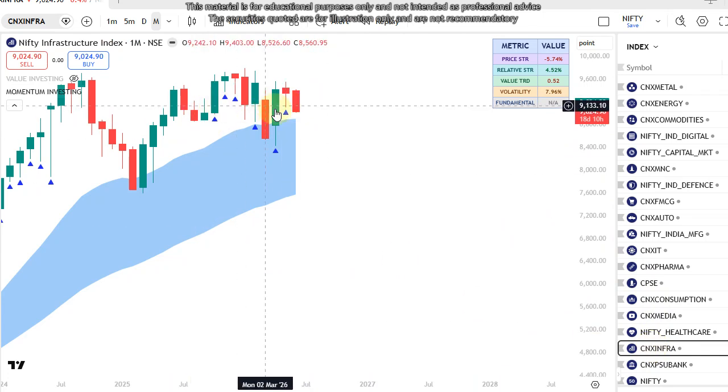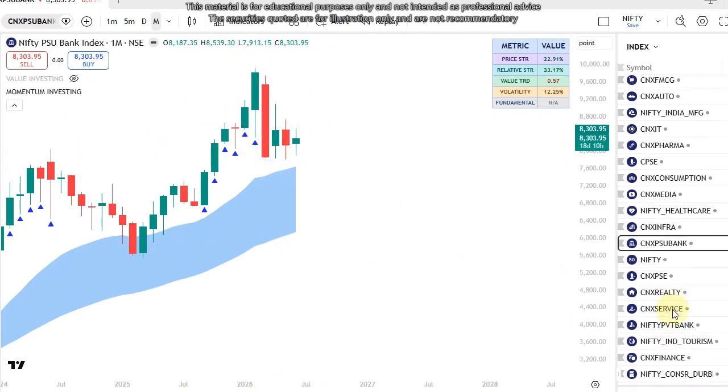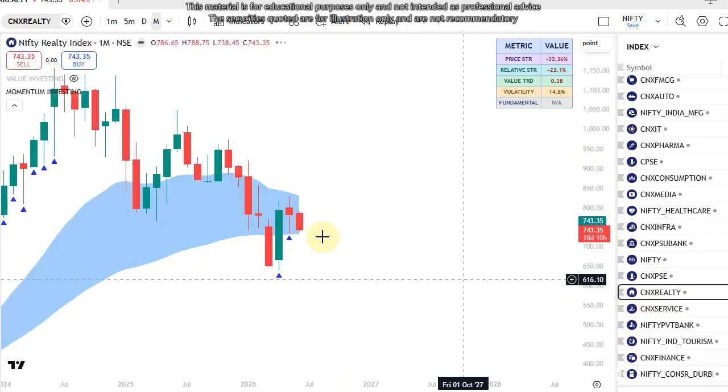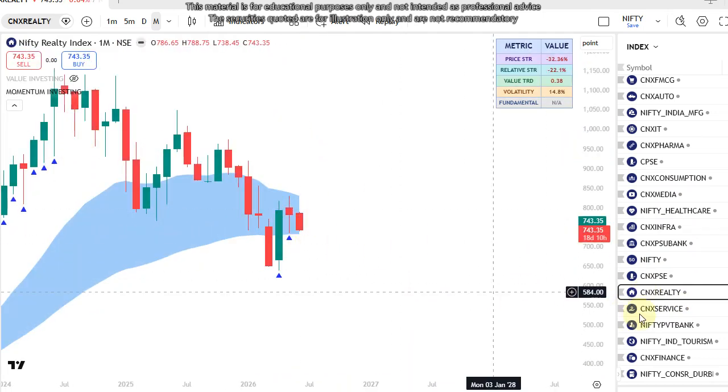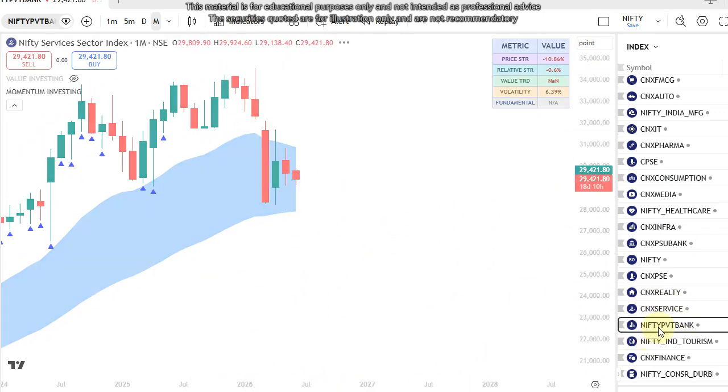Infra, there is sideways movement and a momentum loss in the current month. PSU, there is no momentum. Public sector enterprise is also losing momentum in the current month. CNX Realty is also losing momentum. Service sector, there is no momentum.